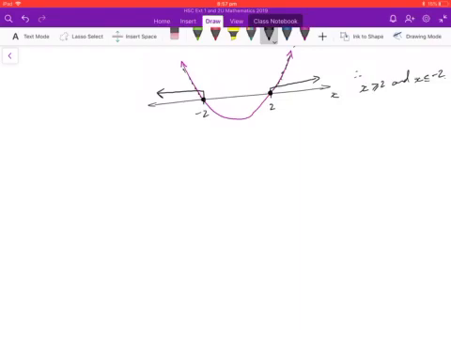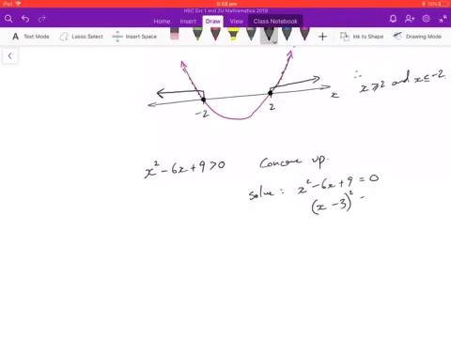What about this one? We're going to do x squared minus 6x plus 9 is greater than 0. Now same thing applies. This is concave up. And then we solve when it's equal to 0: x squared minus 6x plus 9 equals 0. Two numbers that multiply to 9 and add to negative 6 are negative 3 and negative 3, which makes this a perfect square. x minus 3 all squared equals 0. Therefore, x is equal to 3.